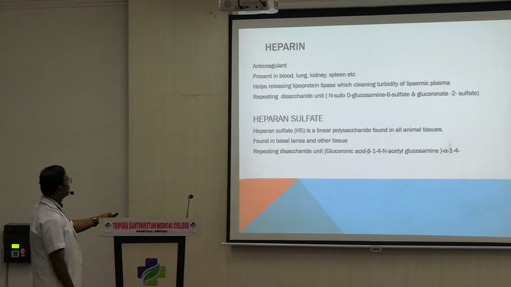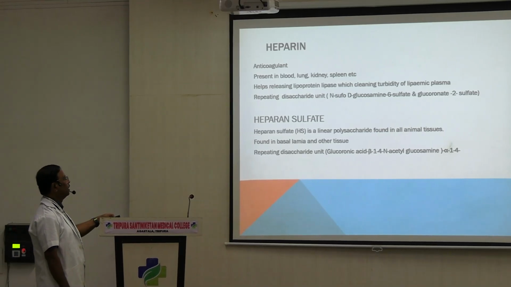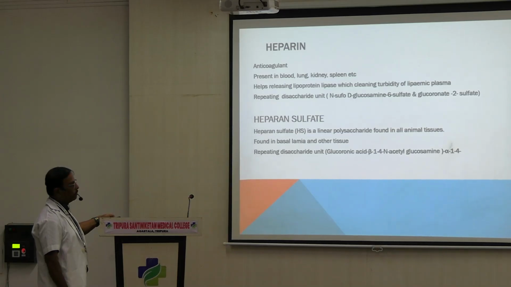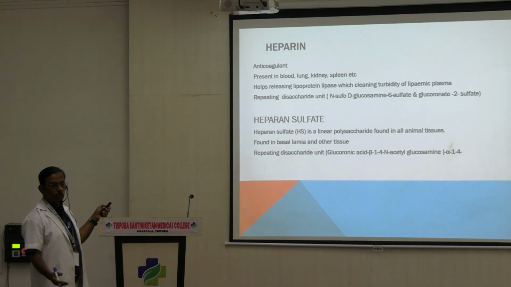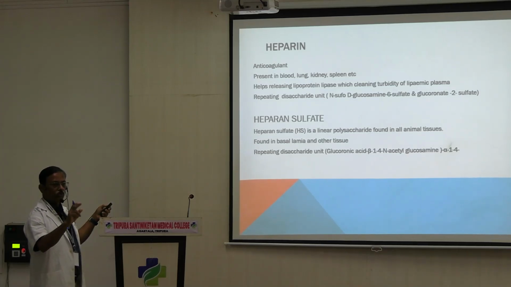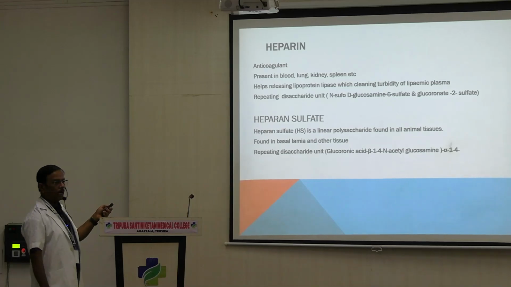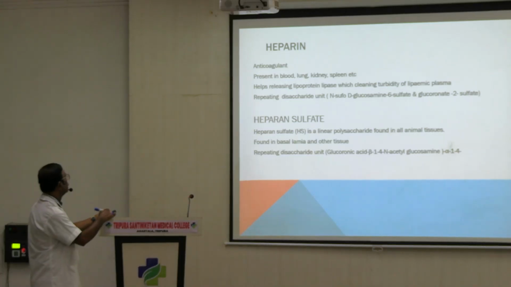Heparin is an anticoagulant, present in blood, lungs, kidney, spleen, etc. It helps release lipoprotein lipase, which clears turbidity of lipemic plasma. See, when you study the spleen, you will find that there are sinusoids in the spleen and blood pools there. So wherever there is pooling of blood, there is a tendency of blood to get clotted. Okay? So that clotting should be prevented by something. It is the heparin that prevents clotting of that blood. It is a physiological component of the blood.